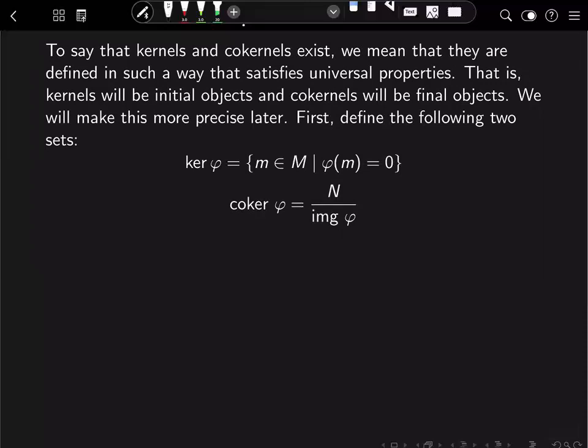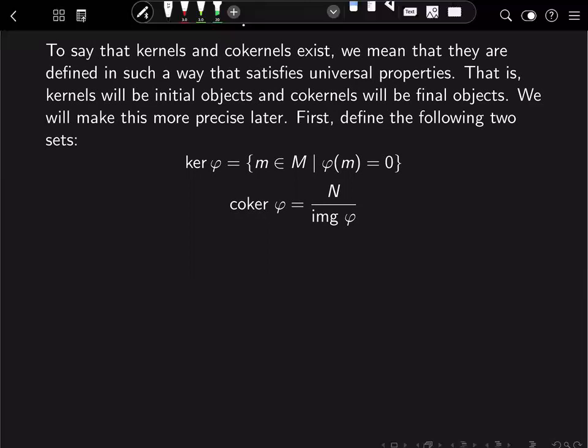The kernel is just the set of elements in the domain that map to 0 in the codomain. That's the standard definition of the kernel. The cokernel is the image, right? So we're looking at the image of phi, and we're going to mod the codomain by the image of phi.